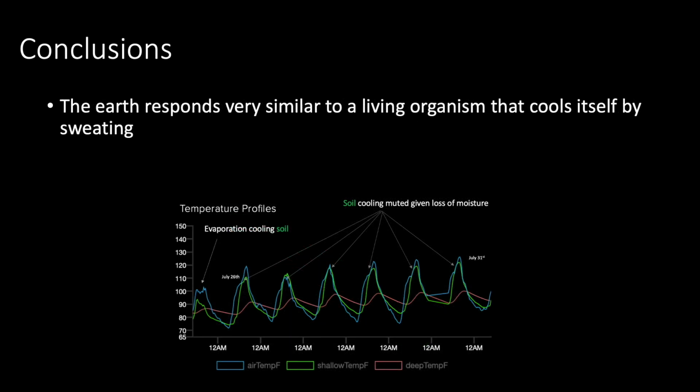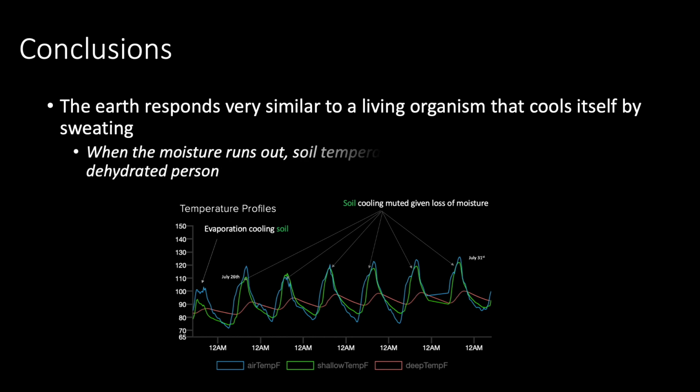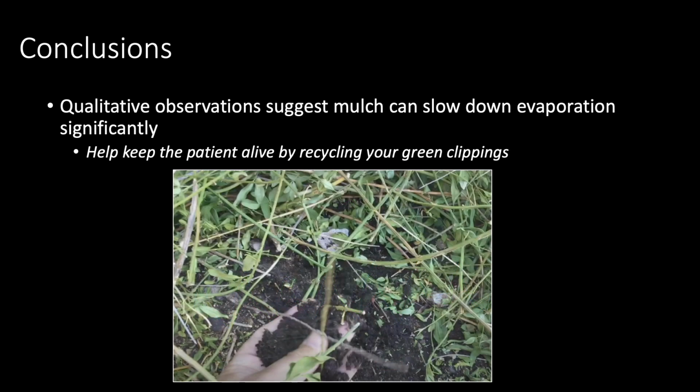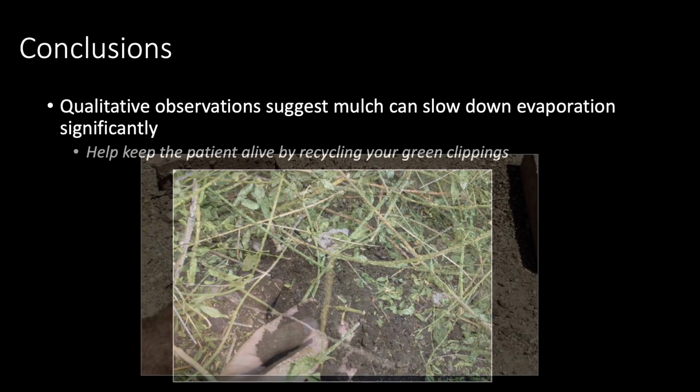Also, it's interesting to note that soil responds very similar to a living organism that cools itself by sweating through evaporation. As the soil moisture runs out, the soil temperature slowly rises, similar to heat stroke affecting a dehydrated person. Given this context, it seems that mulch can help us keep our dehydrated patient, or in my case soil, alive through recycling of our green clippings.